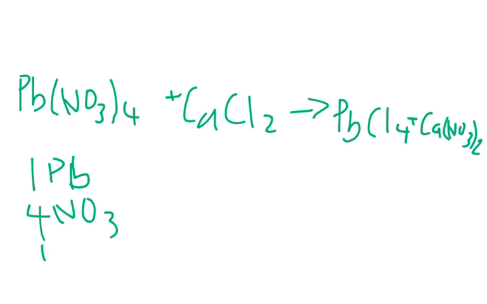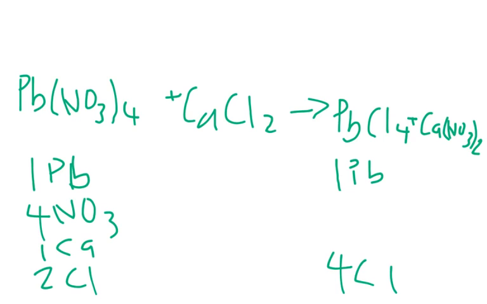Now we have 1 calcium and 2 chlorides. And then on our right side we have 1 lead, 4 chlorides. So let me write the chlorides actually down here. 1 calcium and 2 nitrates. So we can balance something out. So everything looks like it's not balanced.